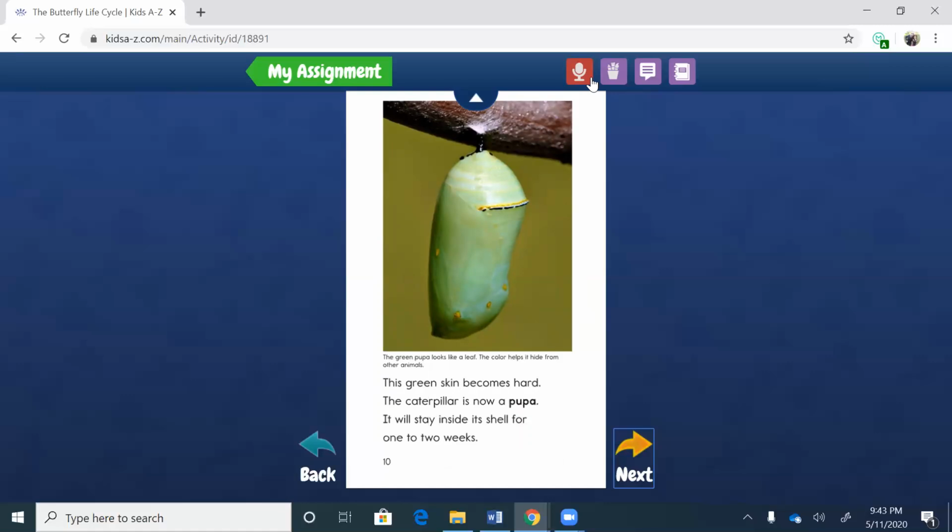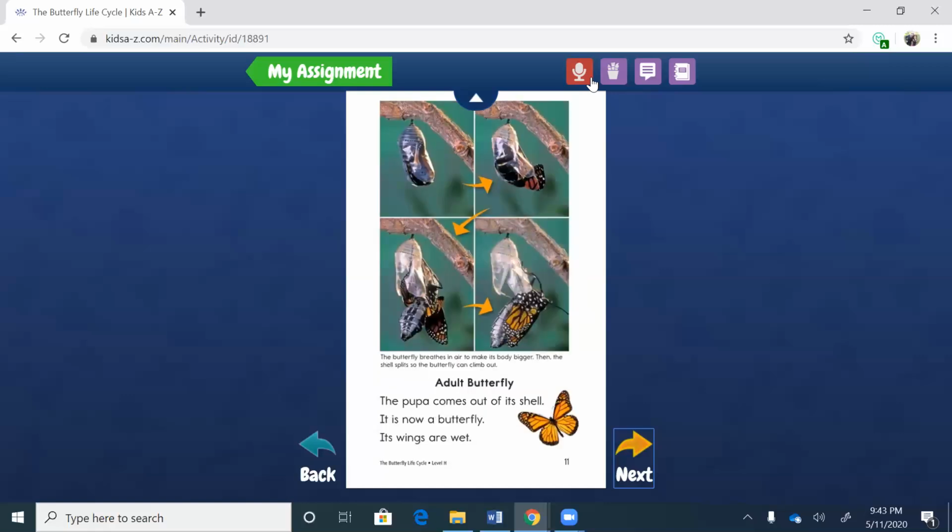I'm going to read the caption. The green pupa looks like a leaf. The color helps it hide from other animals. This green skin becomes hard. The caterpillar is now a pupa. It will stay inside its shell for 1 to 2 weeks. Okay, let's look at our 4 boxes.